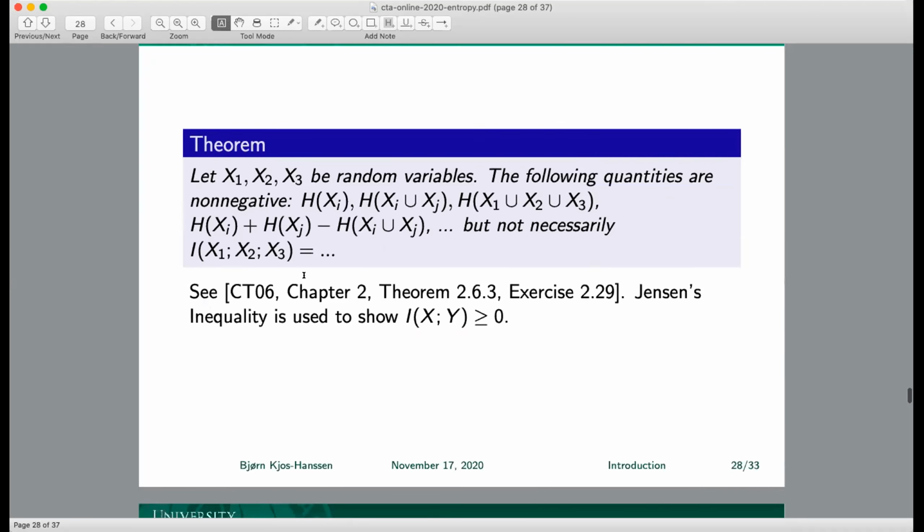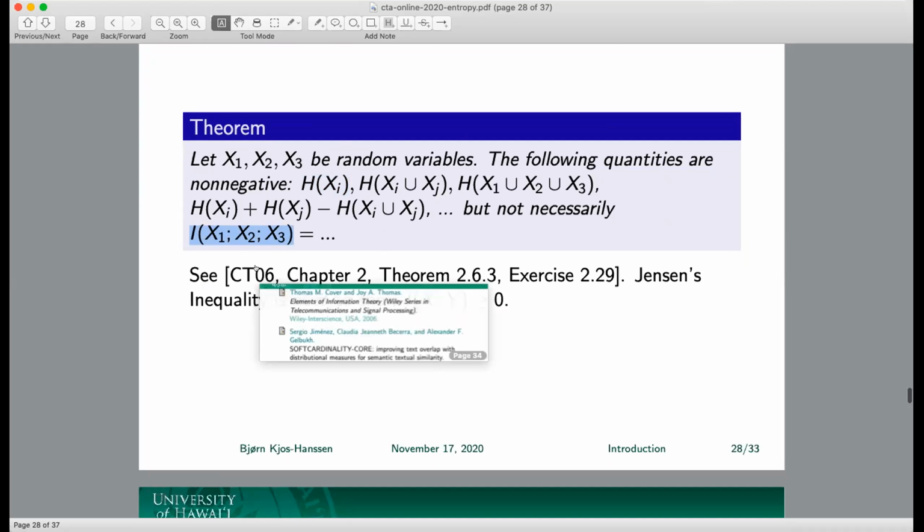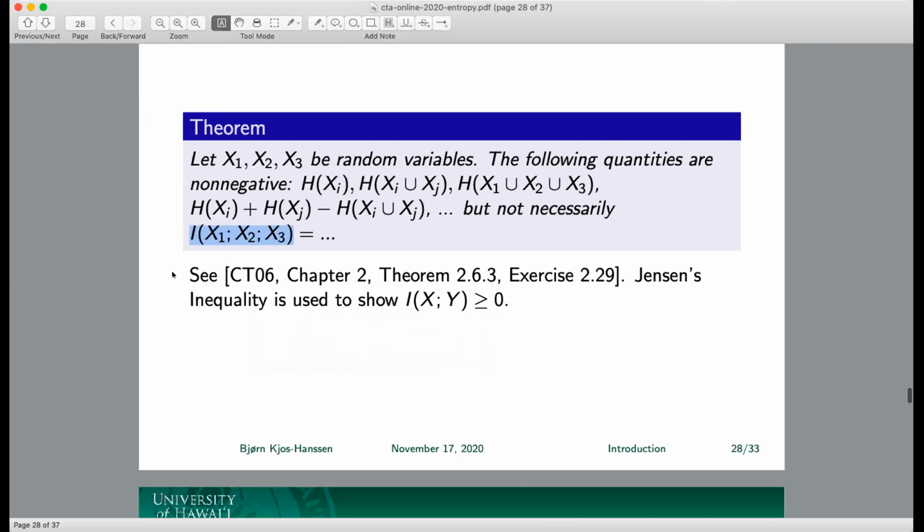All right, and so the theorem that I alluded to regarding entropy is just this: if you have random variables, then most of these quantities you can look at are non-negative. Like the entropy is non-negative, and the entropy of a pair or union, and also these conditional mutual information, but not the triple mutual information. So this is the basic thing that's in the information theory textbooks, for example, and involves Jensen's inequality.